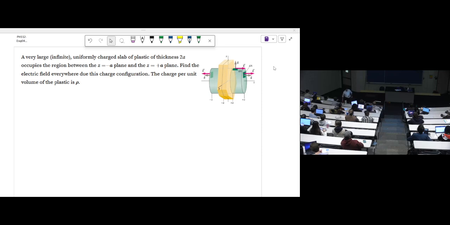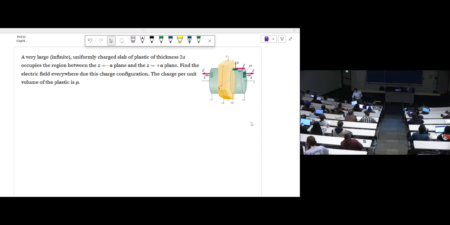A very large, infinite, uniformly charged slab of plastic of thickness 2a occupies a region between the z equals minus a plane and the z equals plus a plane. So it's just saying that's what this tan area is showing you. Find the electric field everywhere due to this charge configuration. The charge per unit volume of the plastic is rho.